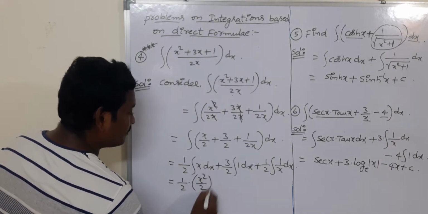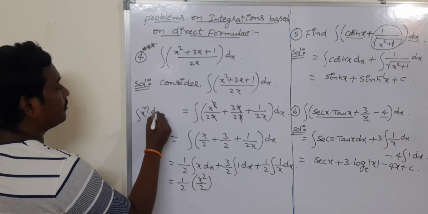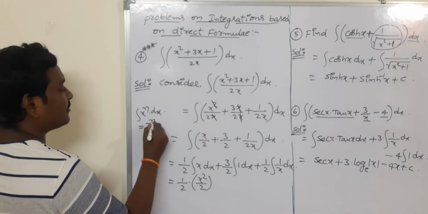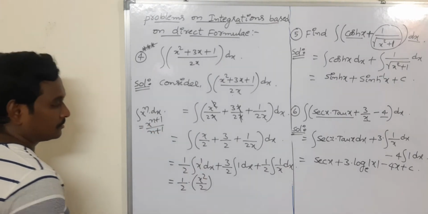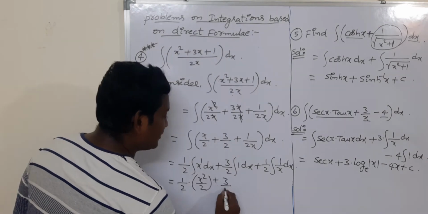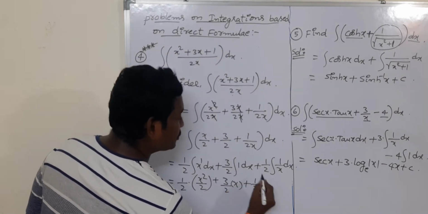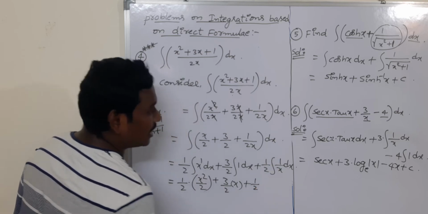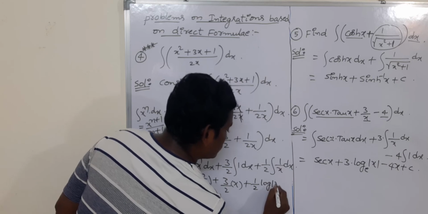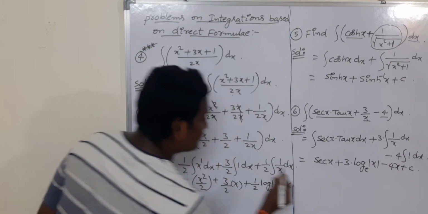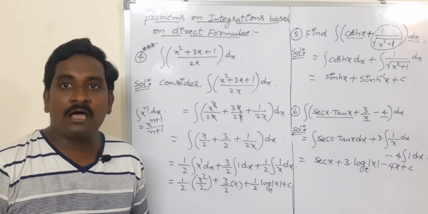x square by 2, because integral x is in the form of x power n. What is integral x power n? x power n plus 1 by n plus 1. Here n is equal to 1, plus 3 by 2 into x, plus 1 by 2 into, what is integral 1 by x? Already we got it in this problem: log mod x to the base e. Integration is completed, that's why we add constant c. In this way, we complete the problem.